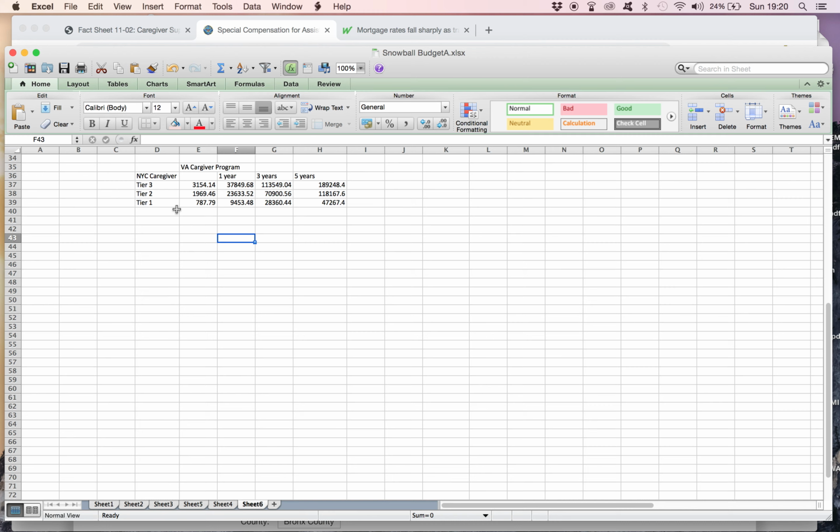Within a year, for tier 3, you'll be seeing close to $38,000. For tier 2, you'll be seeing close to $24,000. In tier 1, you'll be seeing over $9,000. Within 3 years, tier 3 would be a little over $113,000. Tier 2 would be close to $71,000, and tier 1 would be a little over $28,000. Within 5 years, tier 3 would be $189,000, tier 2 would be $118,000, and tier 1 would be over $47,000.